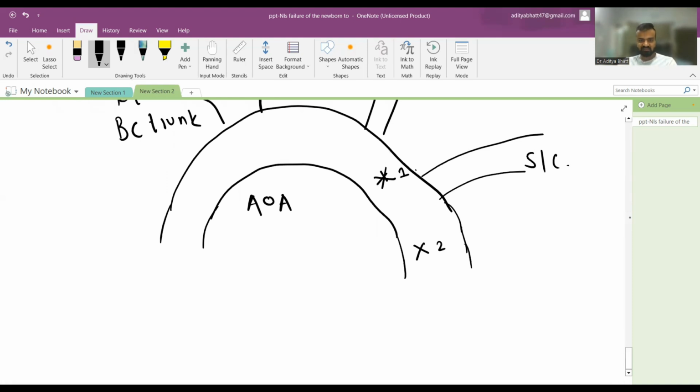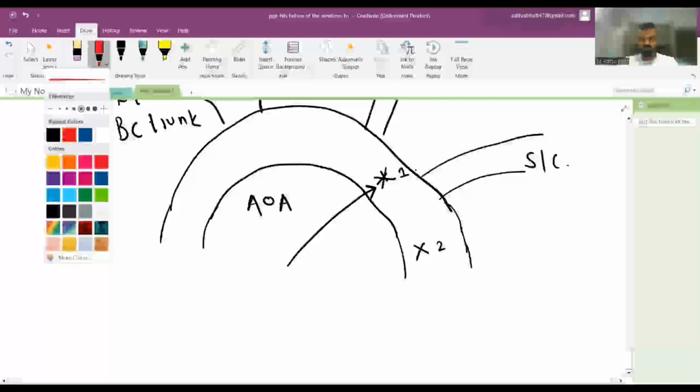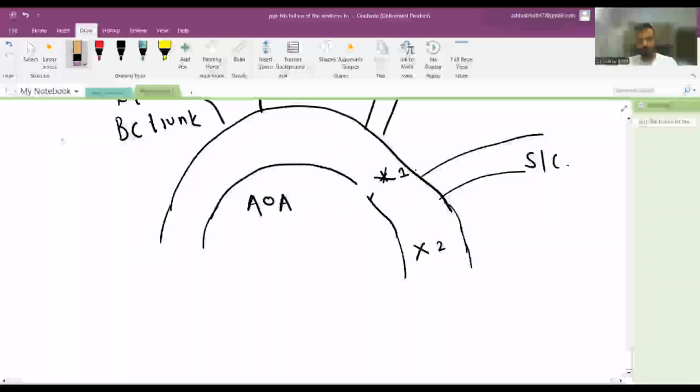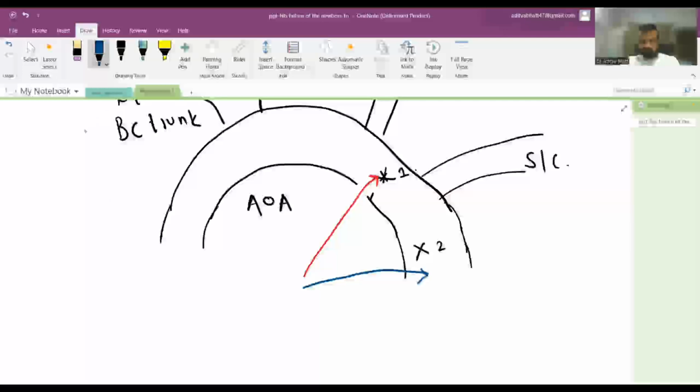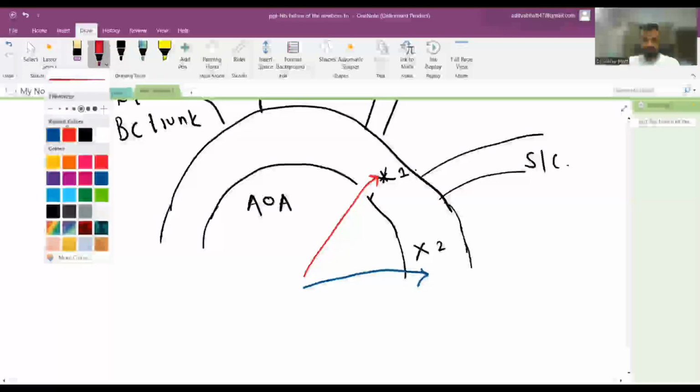Okay, so when the ductus is attached over here on the site 1, let's use a red color marker for that. Okay, so this is the site of attachment of ductus, and the 2 we will show it with a blue marker. Okay, so imagine that there is shunting of blood. What is the difference between 1 and 2?